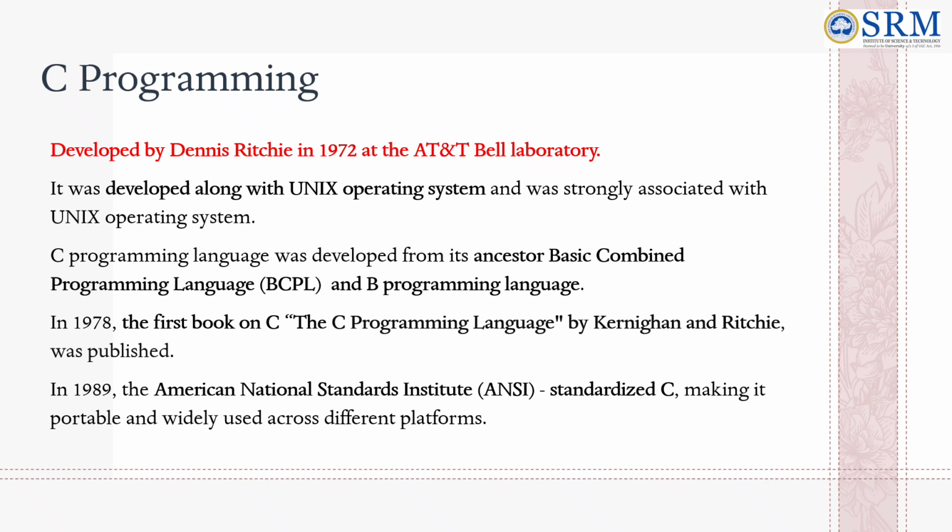B programming language. The first book on C, named The C Programming Language by Kernighan and Ritchie, was first published in 1978. In 1989, the American National Standards Institute (ANSI) standardized the C programming language, making it portable and widely used across different platforms.